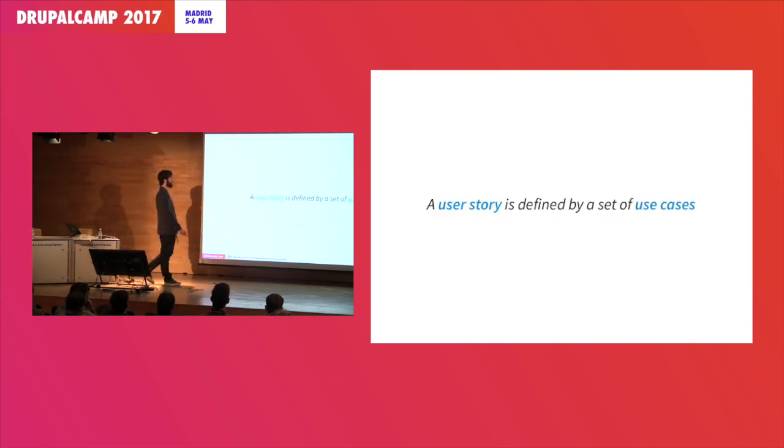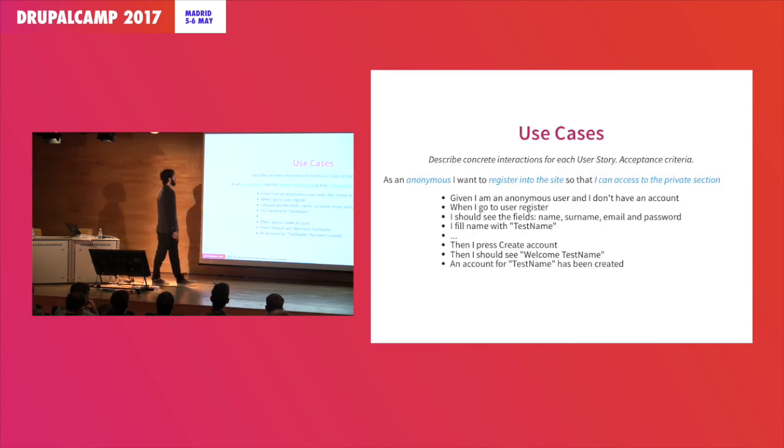Okay, but maybe a user story is so abstract. It's a higher level. So we need to go into the detail, because we are going to test it, okay? So these are the use cases. Use cases describe the interaction for each user story. And this is the acceptance criteria. It means that after we have decided the user story with the client, we talk with them and define the steps that the user is going to follow. Okay? So for the previous user story, these are the steps.